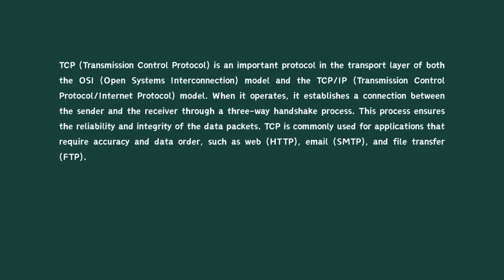TCP, Transmission Control Protocol, is an important protocol in the transport layer of both the OSI, Open Systems Interconnection Model, and the TCP/IP, Transmission Control Protocol/Internet Protocol model. When it operates, it establishes a connection between the sender and the receiver through a three-way handshake process. This process ensures the reliability and integrity of the data packets. TCP is commonly used for applications that require accuracy and data order, such as web, email, and file transfer.